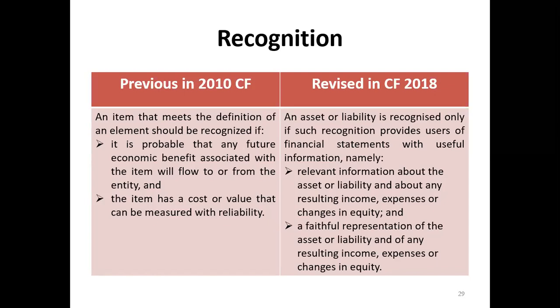But that is not the only reason why this particular change has been made in 2018. There was another practical reason why they had changed this recognition criteria. That was because when it comes to this probability criterion, especially, it was applied inconsistently. Throughout the accounting standards, the application of this probability criterion was inconsistent.